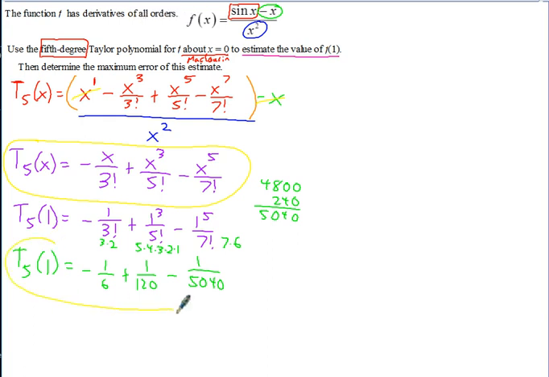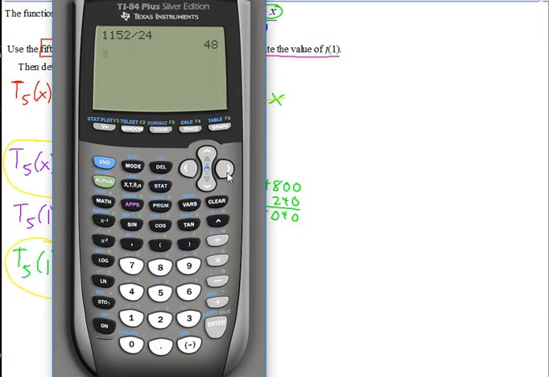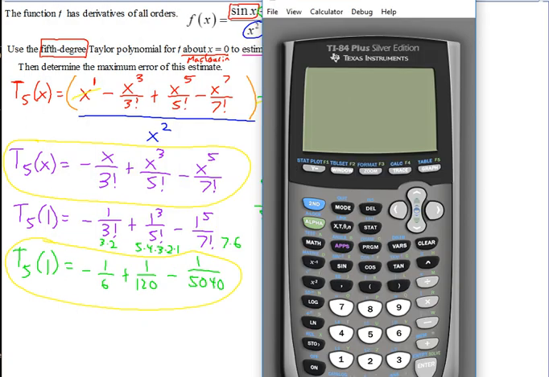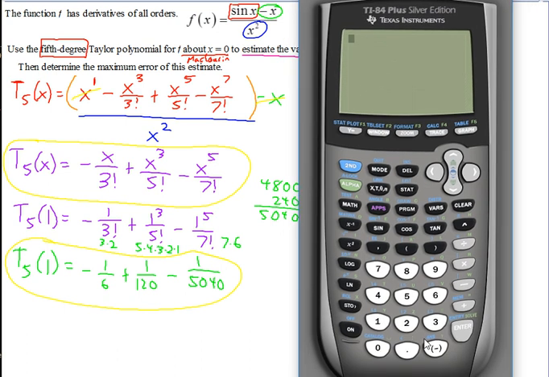So that would be our approximation for f of 1. Now let's see how good our approximation is. Okay, so let's look at our graphing calculator here really quick and see if this is a decent approximation for our function or not. All right, so if I just type this in, negative 1/6 plus 1 divided by 120 minus 1 divided by 5,040.